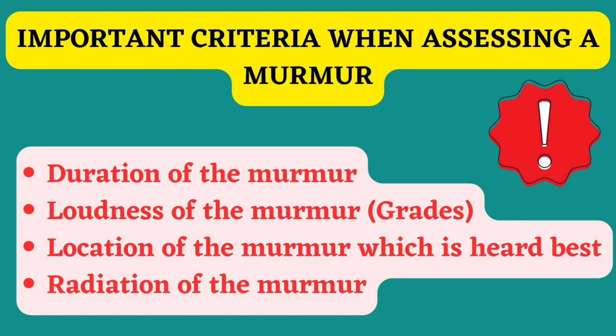The second thing that you need to assess is the loudness of the murmur. The loudness of a murmur is described in terms of grades. Systolic murmur is graded from 1 to 6, whereas diastolic murmurs are graded from 1 to 4. The third is the location where the murmur is heard best. You need to listen over the apex and base of the heart, including the aortic and pulmonary areas. The fourth thing to assess is the radiation of the murmur. For example, a mitral regurgitation murmur radiates to the left axilla.